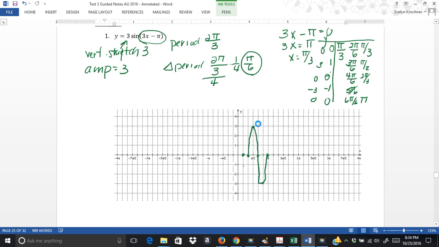So this is my graph of my sine. You have to remember that each one of these is pi over 6. So that's how you would go about and graph that.